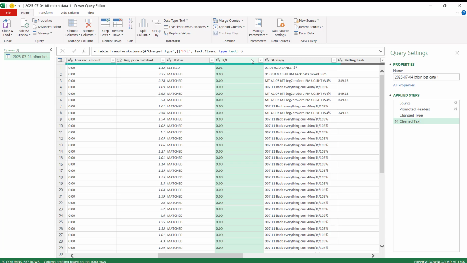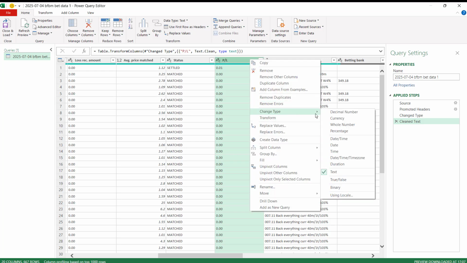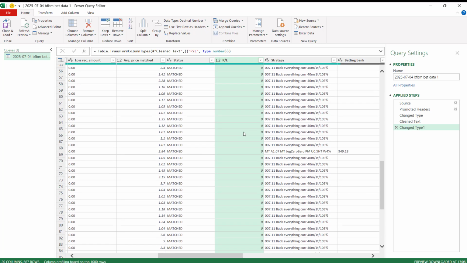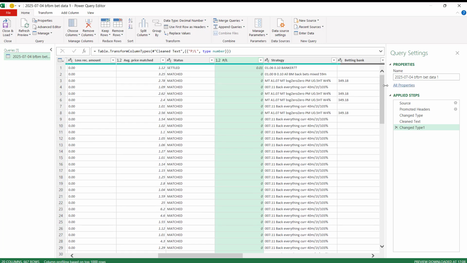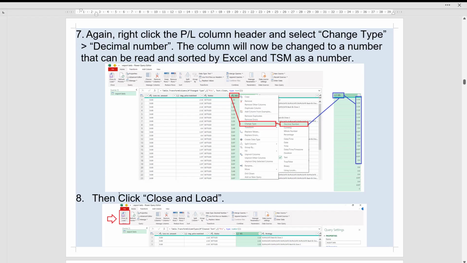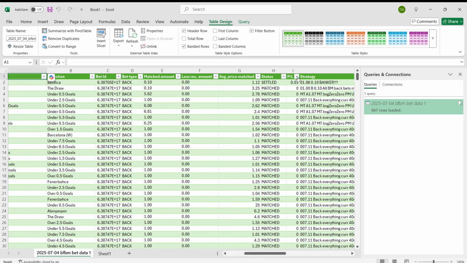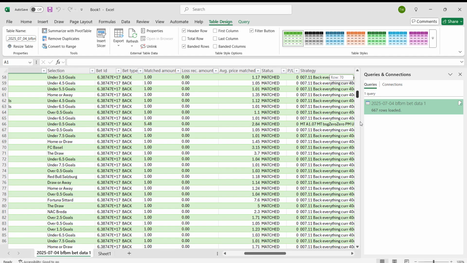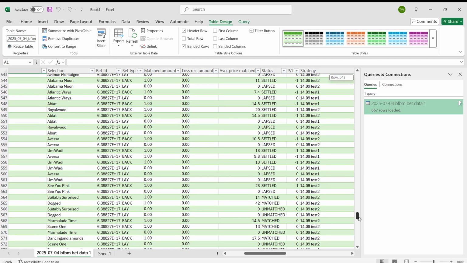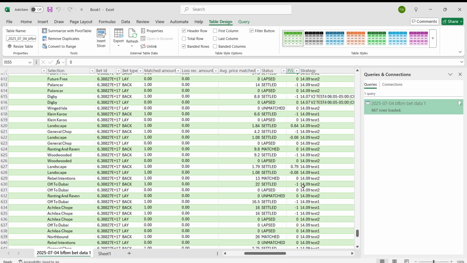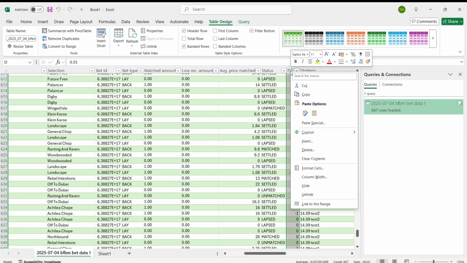So in my Excel file, right click, change type, decimal number, boom, there we are. It has now changed it to decimal numbers. This is great, we're done. Then next I can click close and load, then click close and load. And then the data is all nicely here. And there is our profit and loss column, with a lot of zeros in there from lapsed and unmatched bets. But we have some pluses and minuses there, and these can now be properly sorted.